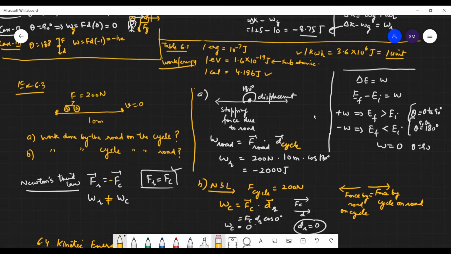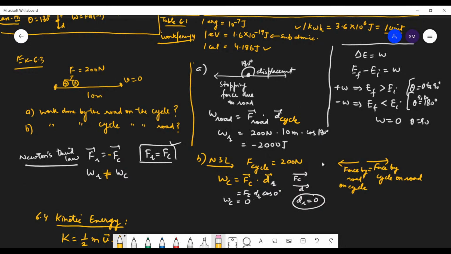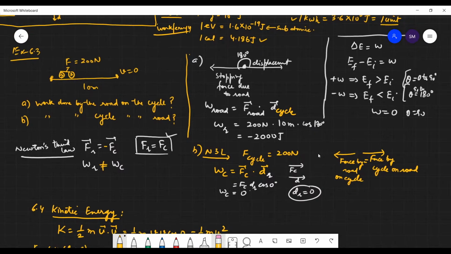Now in example 6.3, which was another good example, we did work done by. There was this bicycle and brakes were applied, so it stopped after 10 meters of distance, so final velocity is 0, and the force applied was 200 Newton.